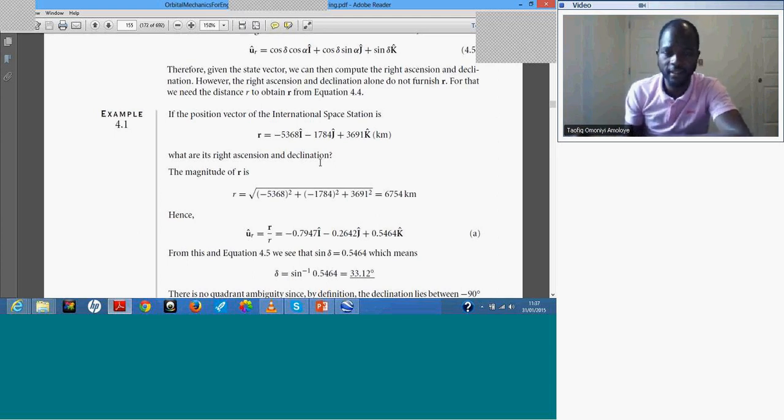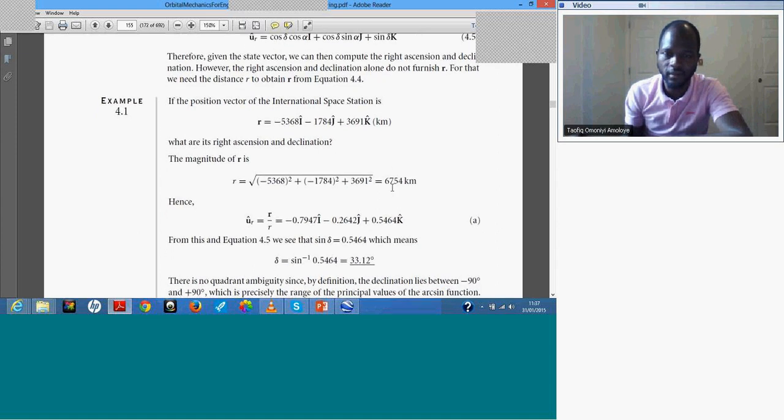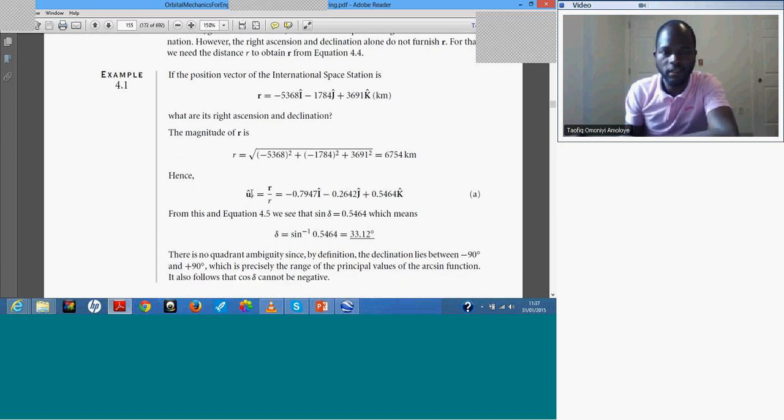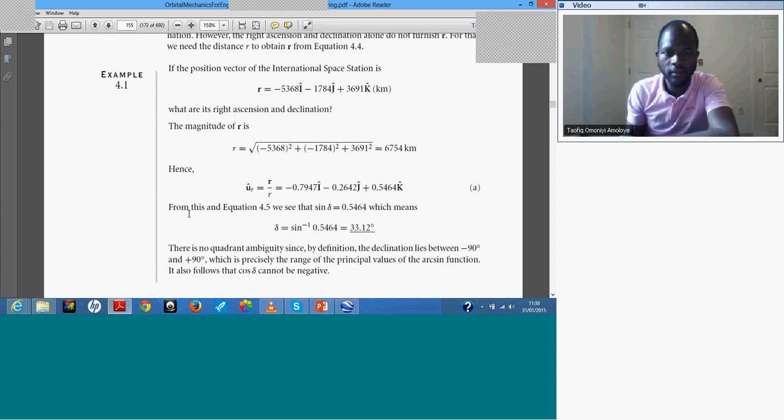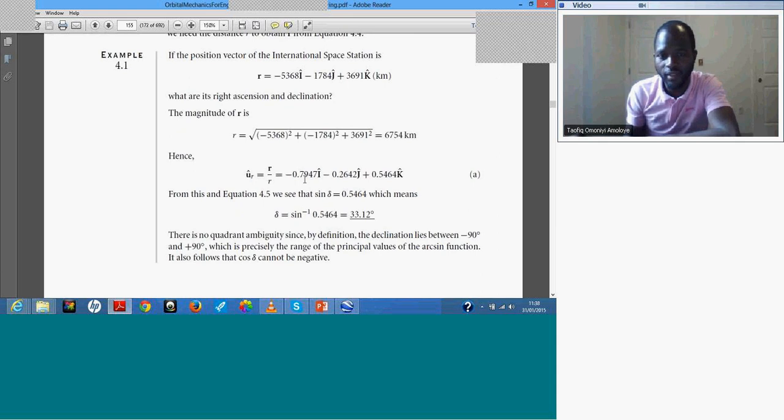So what we have to do is find the magnitude of the vector. The magnitude is from the center of the Earth, and you find the unit vector in that direction. Once you have found the unit vector, the n component is just equal to sine delta, and delta is just equal to the arc sine of that. So basically we found the declination.